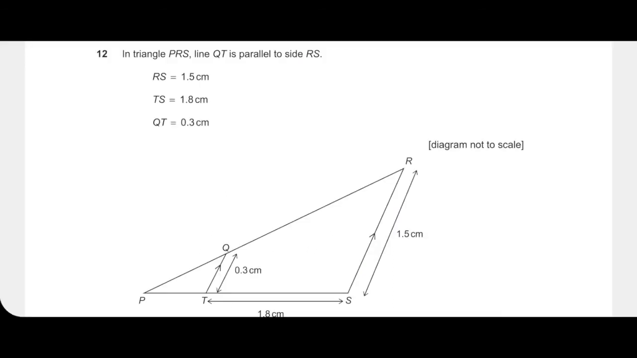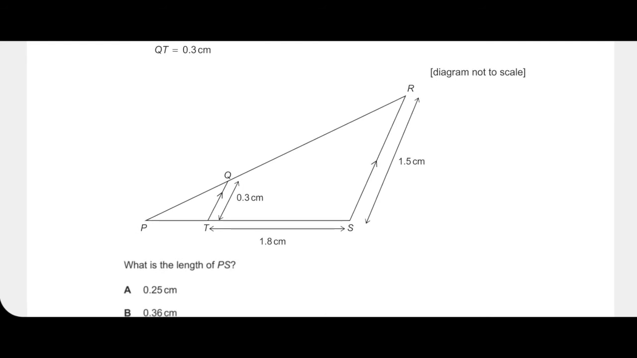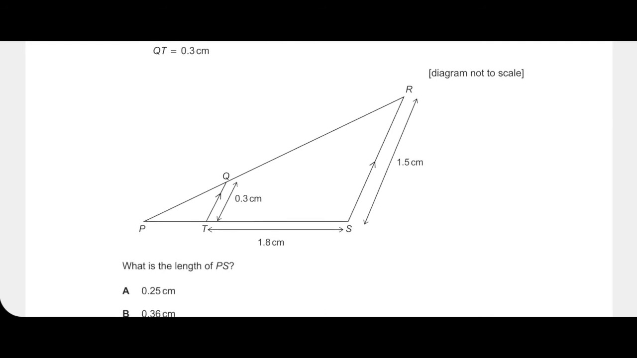Question number 12. In triangle PRS, line QT is parallel to side RS. RS is equal to 1.5 centimeters, TS is equal to 1.8 centimeters, and QT is equal to 0.3 centimeters. And here's a diagram that they provided for you. What is the length of PS? Now, that's what they want you to work out.